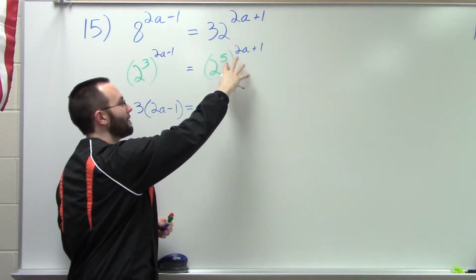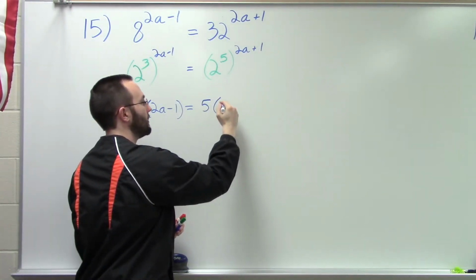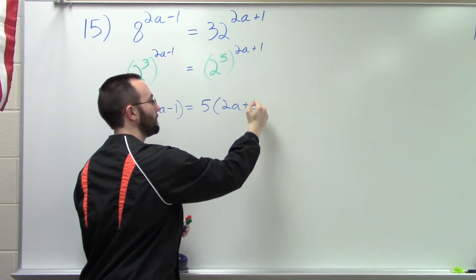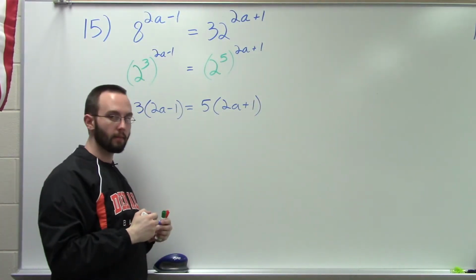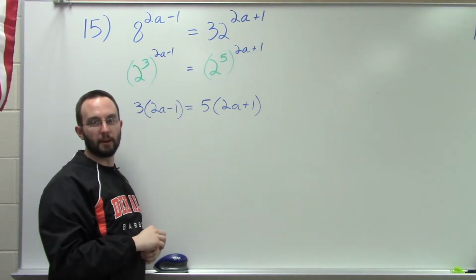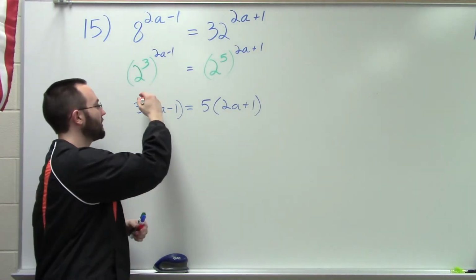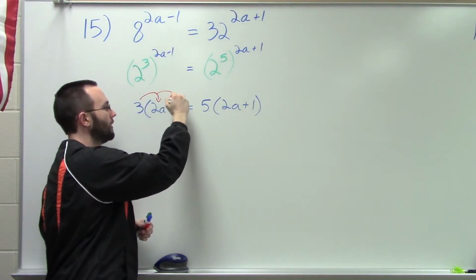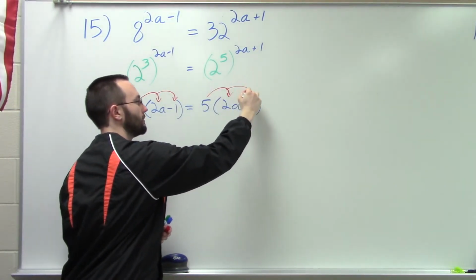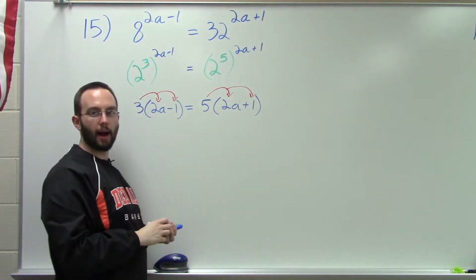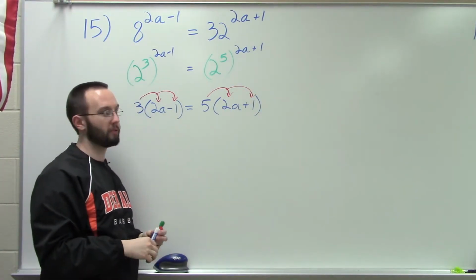And then we also have 5 times 2a plus 1 on the right. So there'll be two distributive properties that happen in this problem. One on the left-hand side and one on the right-hand side. So a bit more going on here than in some of the previous examples.